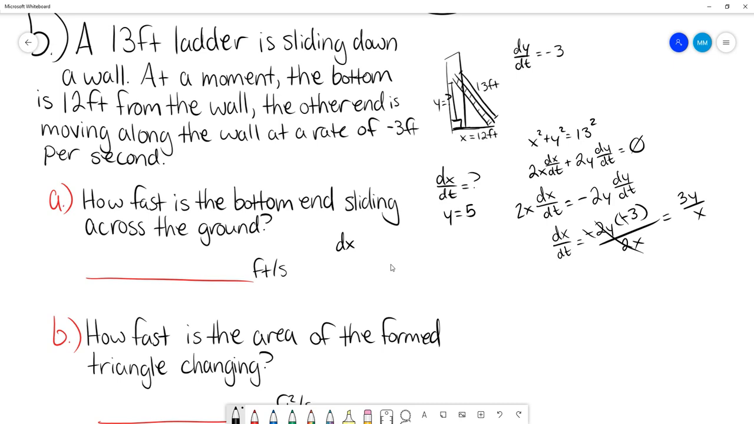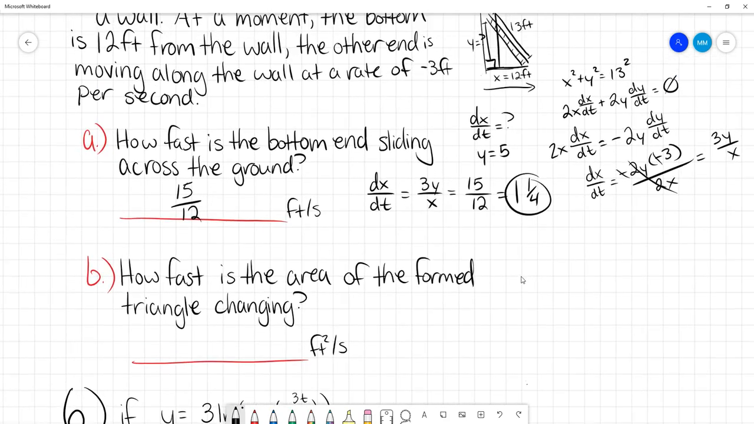So if the rate of change at the bottom is 3y over x, we know y is 5, so it's 3 times 5 is 15, over x is 12. The bottom end is sliding across the ground that way at a rate of 15/12 feet per second. Or I could rewrite that as 1 3/12, or 1 1/4 of a foot.